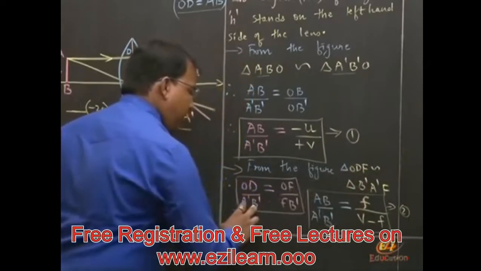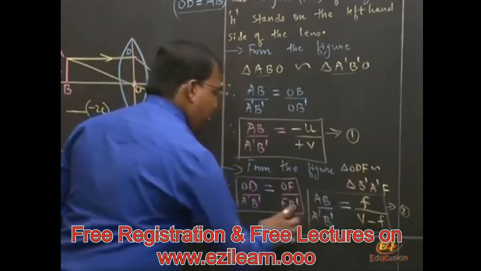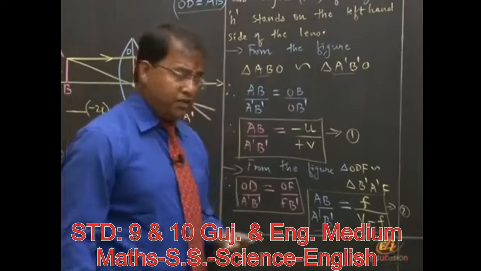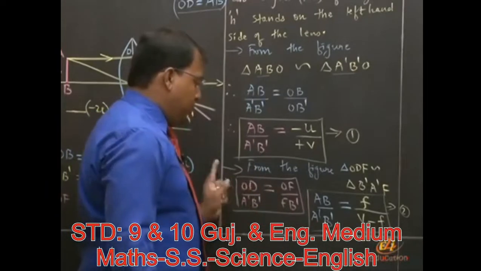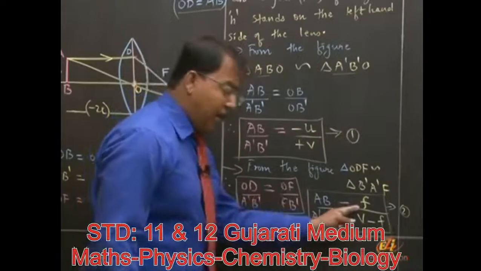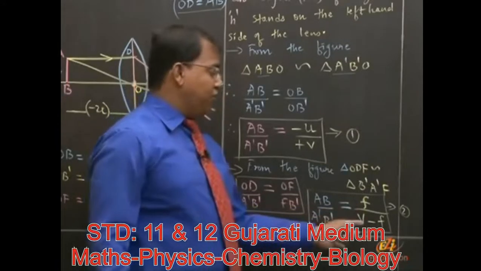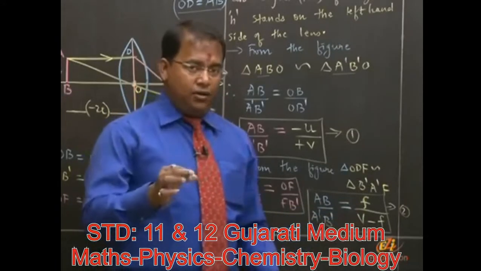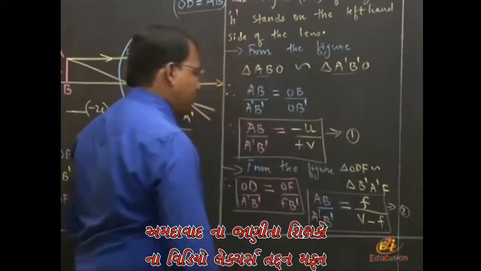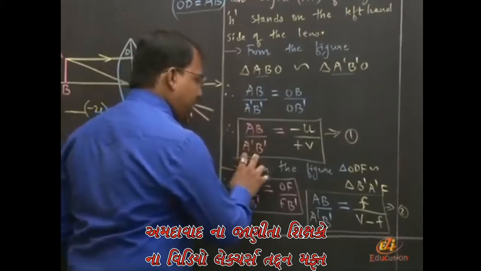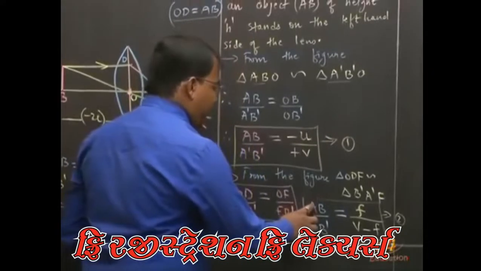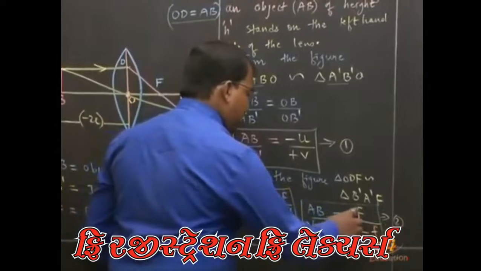So ODF is similar to B'A'F. So OD upon A'B' is equal to OF upon FB'. As soon as I say OD, you have to remember OD is equal to AB. So substitute the value of OD as AB, you get AB upon A'B'. Now OF is actually F, the focal length, and FB' is equal to V minus F. Now you have to make some conclusions from result 1 and result 2. What is result 1? Result 1 is AB upon A'B', which has the value minus U upon V. Again I have result 2, where AB upon A'B' has the value F upon V minus F.